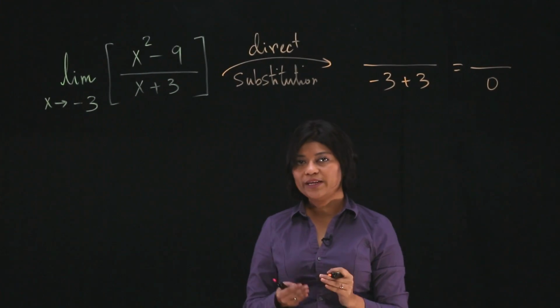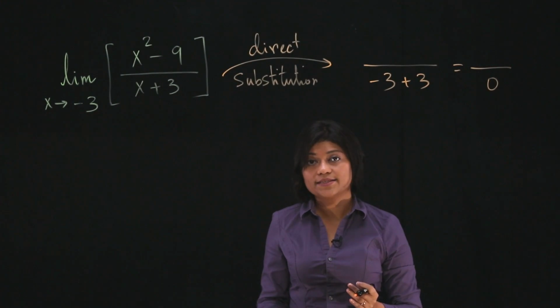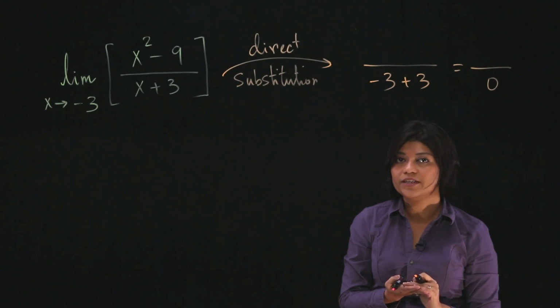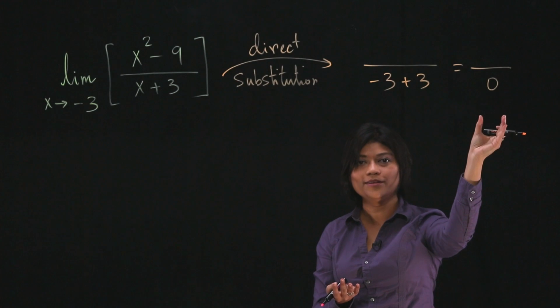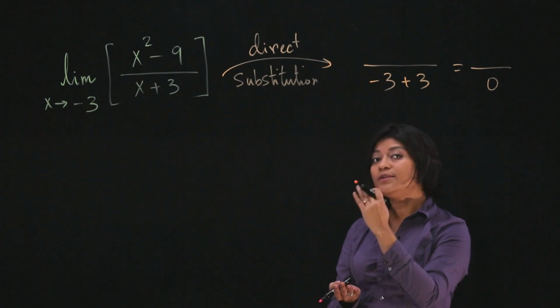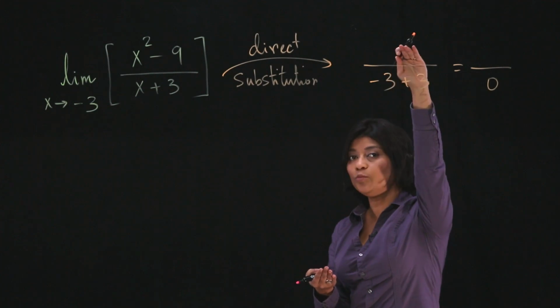So the question is, what does that mean? Does it mean that the limit does not exist? That means this function is approaching infinity or negative infinity since the denominator is getting so small, right? Well, that will be the answer depending on what happens in the numerator.